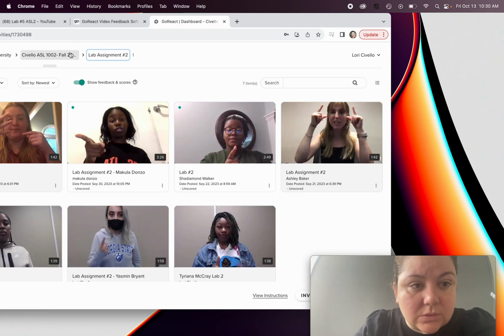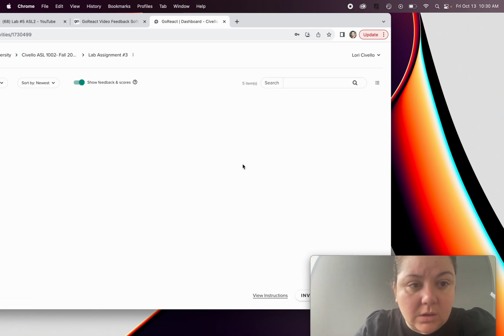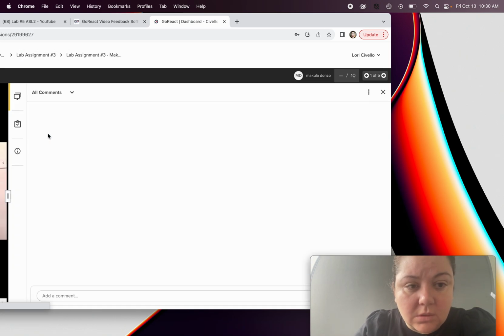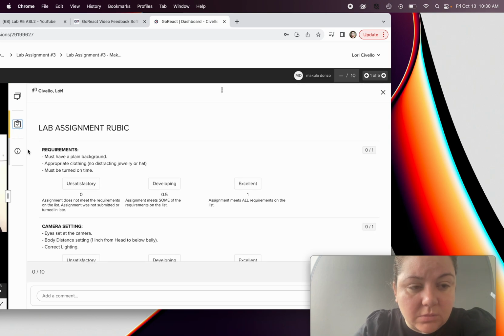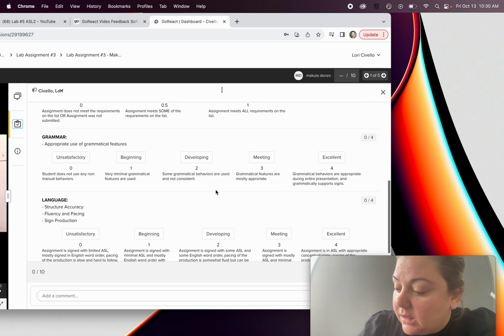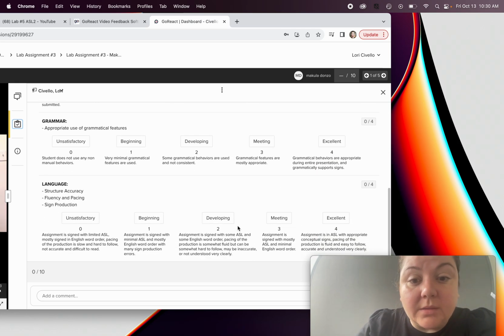Let's go to lab 3. Again, I don't mean to be showing you your classmates. I just want to see the rubrics. So for lab 3, again, excellent background, excellent camera setting. Language was fine. Little bit of the rocking number, but I know that's confusing and I don't know why they're doing that. So full points there. And there was no grammar. So full points there. So 10 out of 10 for lab 3.